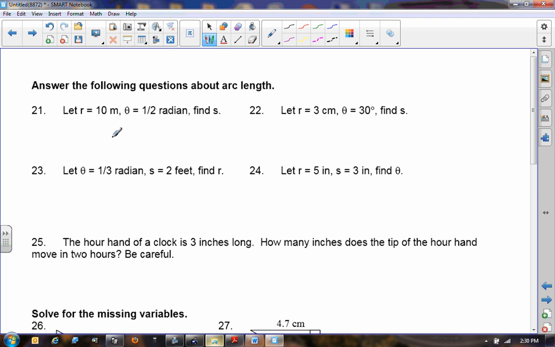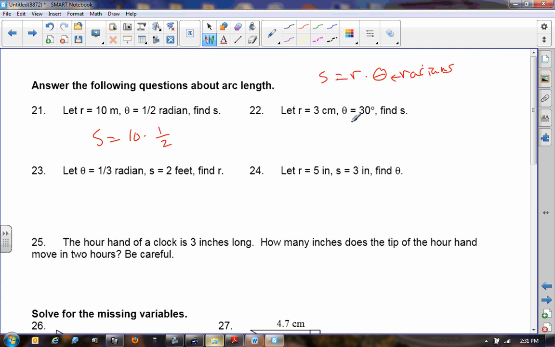Arc length. Arc length equals r times theta, and remember theta is in radians. It's your formula. S equals the radius times what fraction of the circle? Radius times a fraction of the circle. How much of the circle do I have showing? Which is in radians. Theta is in radians. So if it's already in radians, there's no converting necessary, just plug in. S equals 10 times 1/2.